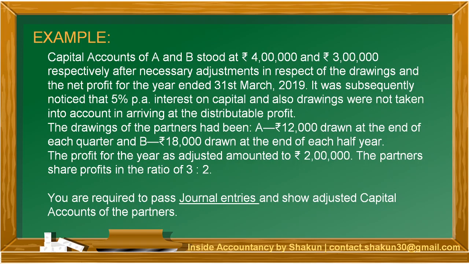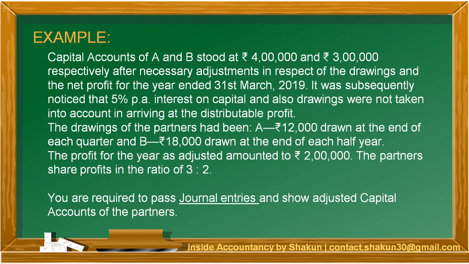It was subsequently noticed that 5% interest on capital and also drawings were not taken into account in arriving at the distributable profit. So that means interest on capital was omitted and interest on drawings was also omitted. The drawings of the partners had been 12,000 drawn at the end of each quarter. At the end of each quarter means we'll multiply it by 4. So 48,000 will be the drawings of A.